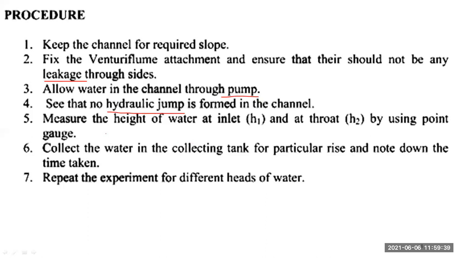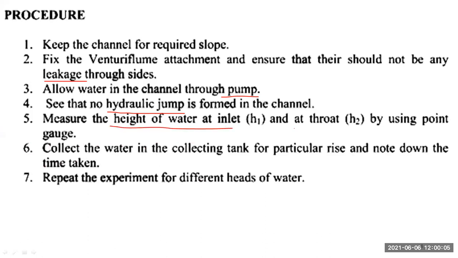After that, switch on the pump, and when you vary the discharge by opening the valve, water will flow through the channel. The first thing you have to do is use a point gauge. As I told you, you'll be having a Venturi flume setup where you will have a point gauge to measure the head of water. So you have to measure the height of water at the inlet. You're going to take two readings.